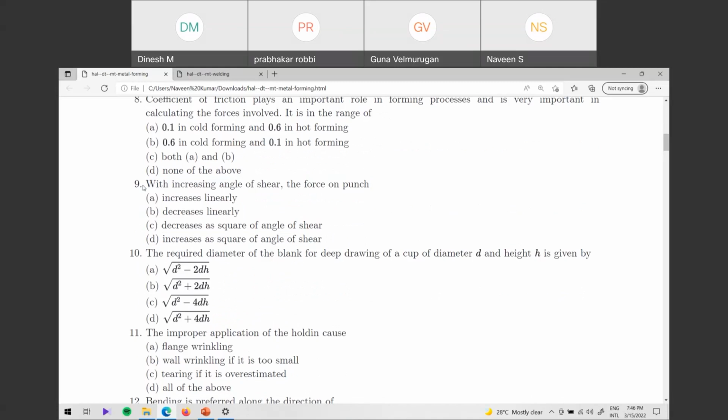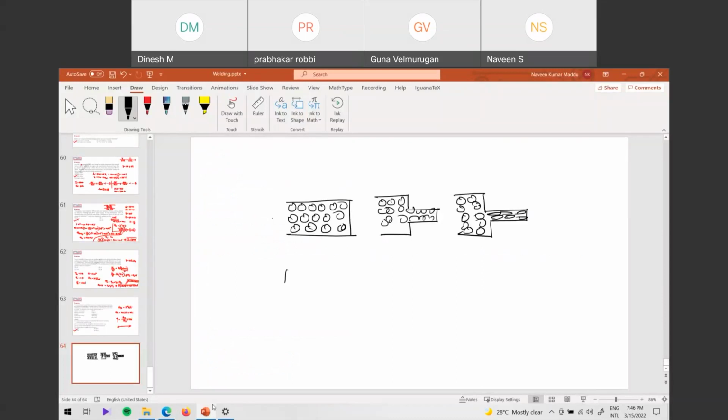Ninth one. What is the angle of shear? I told you it's nothing but this, your angle of shear, theta. Sometimes it can be given as this phi also, but I'm giving it as theta.